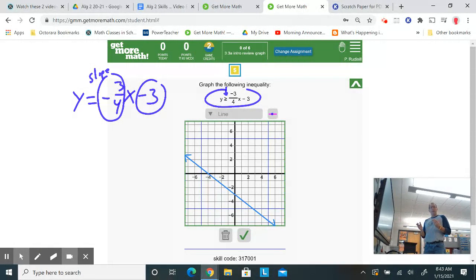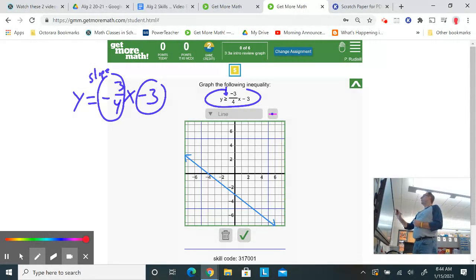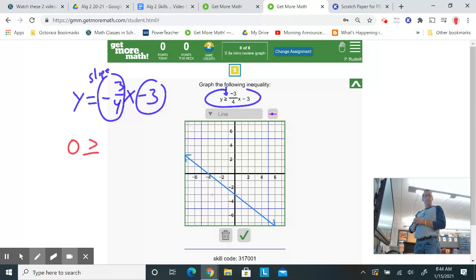And then the last thing you do is you need to check to see which ordered pairs would work. All the ones on the line work, but all the ones above it, do they work? Do all the ones below it work? And the best point to choose is 0, 0, the origin. So I'm going to take the original problem and put a 0 in for y. I'm going to put the original sign in there. And I have -3/4 times x, which is 0, because the origin x is 0, y is 0, and then -3. I'm going to simplify that.